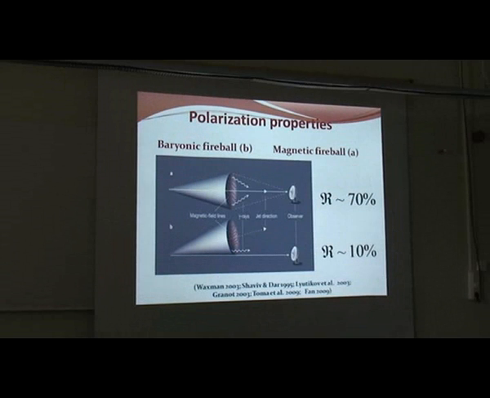The polarimetry of prompt gamma rays may be an ideal probe of the nature of the outflows. In principle, in both models, high linear polarization is possible, but the detection rates are very different. For the magnetic fireball, the detection of high linear polarization should be typical.